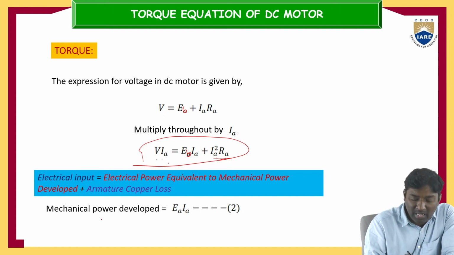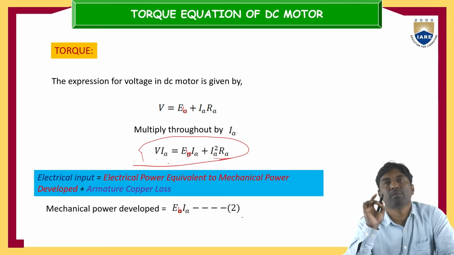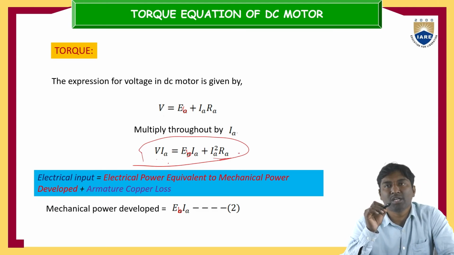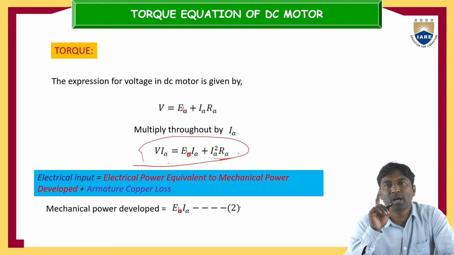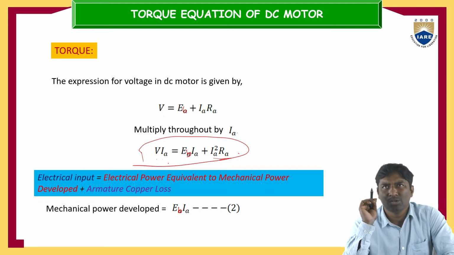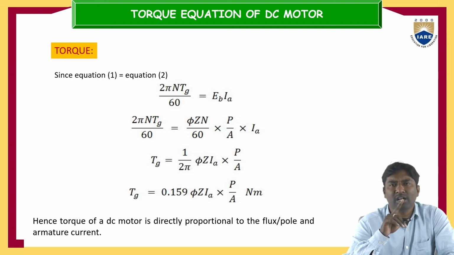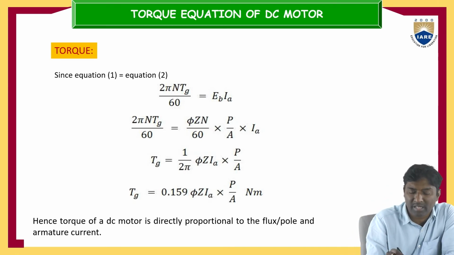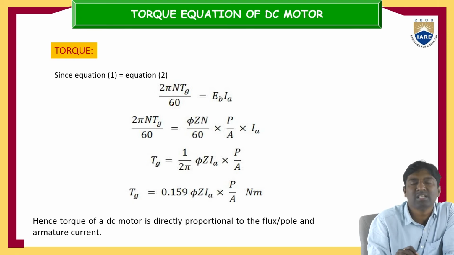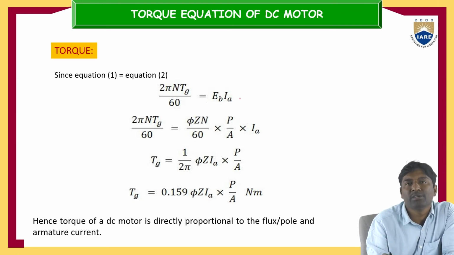So the mechanical power developed is equal to Eb into Ia. That is equation number 2. From this equation, the mechanical power developed in the armature winding is Eb into Ia. Now you can compare equation number 1 and equation number 2. Equation number 1 is the work done, 2 pi n Tg divided by 60, and this is equal to the mechanical power developed in the armature winding, Eb into Ia.